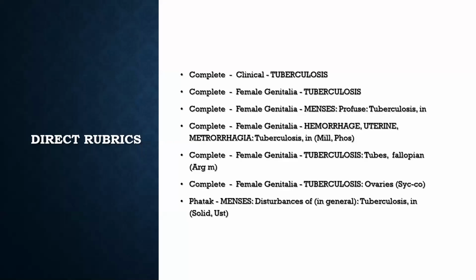Now comes the symptoms in case of tuberculosis. Same way, hemorrhage, uterine, metrorrhagia, tuberculosis in. In the Complete Repertory, there is female genitalia, tuberculosis, tubes, fallopian tubes. Then we have tuberculosis in the case of ovaries. In Phatak's repertory, if you go, you can find the rubric menses, disturbances of, tuberculosis in. So these are a few rubrics in case of genital tuberculosis.